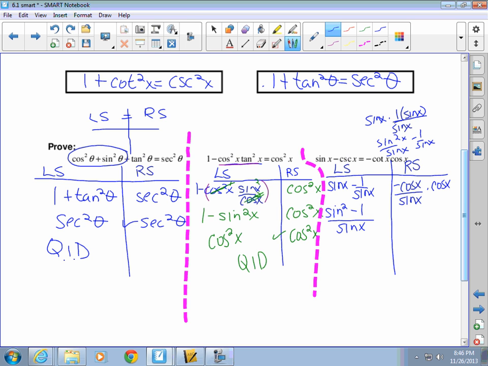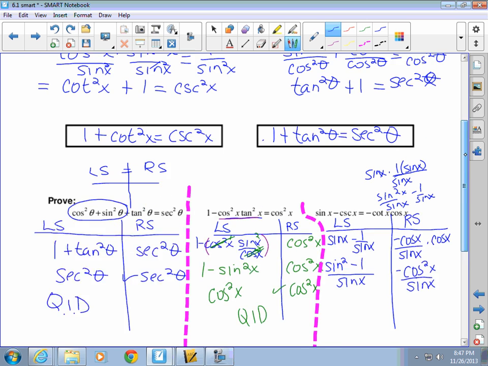On this side here, on the right side, I have 1 minus cos x times cos x, so that's negative cos squared x over sine x. Sine squared x minus 1. Well, I know that 1 minus sine squared x is the same as cos x.